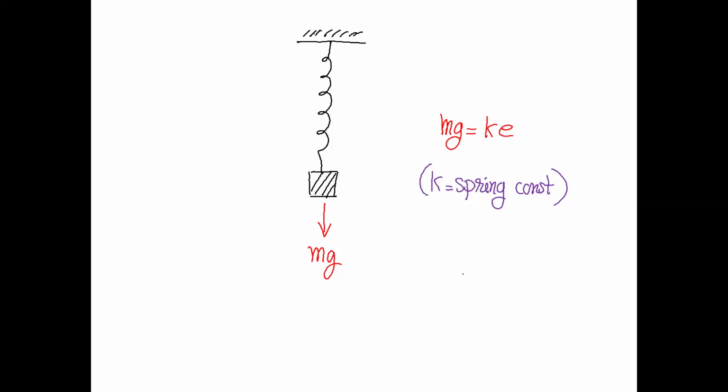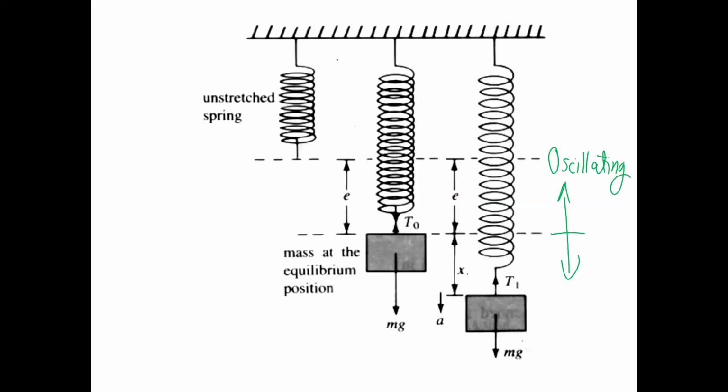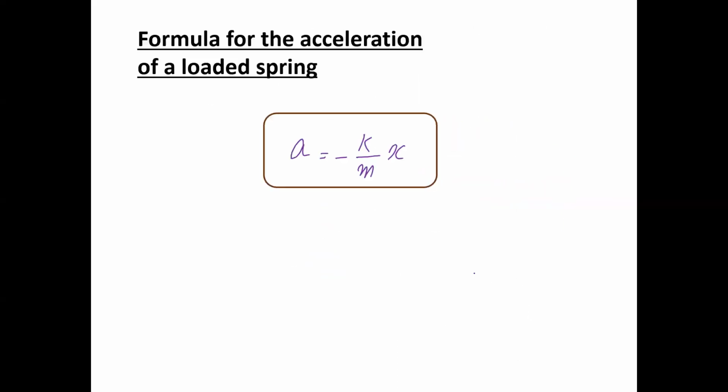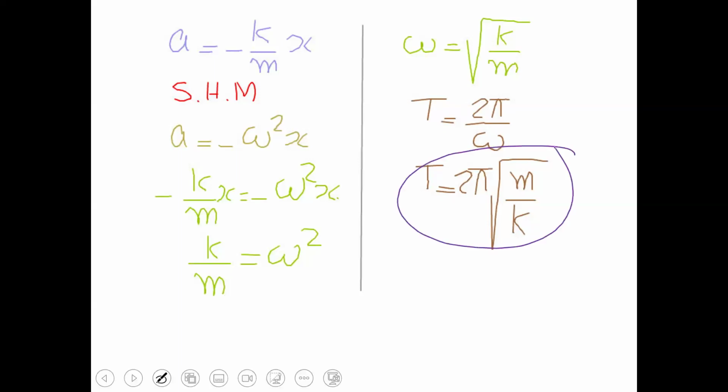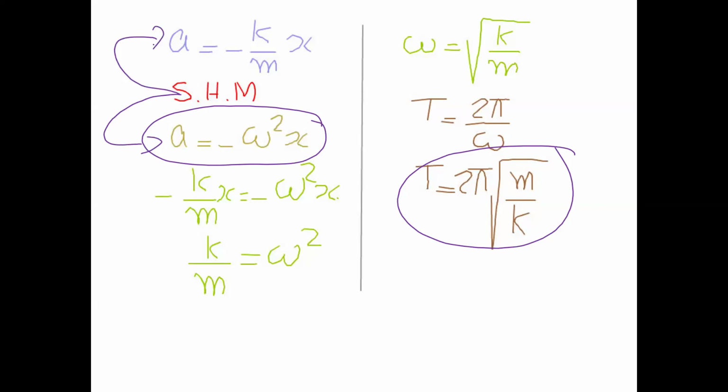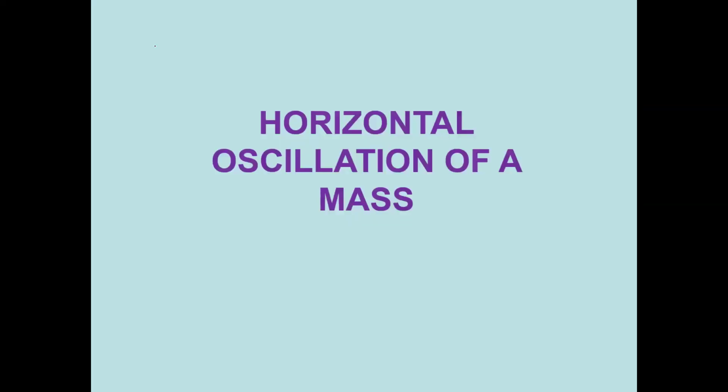Now, mg is equal to ke. What is k? K is the spring constant. So when you pull it down, you will get this formula. A is equal to minus k upon m x. So when a spring is loaded, it's moving up and down. Now, this is a little derivation which shows that the time period of an oscillating spring is T is equal to 2 pi under root m upon k. Remember that the SHM main equation is this, and this is the equation for this particular situation.